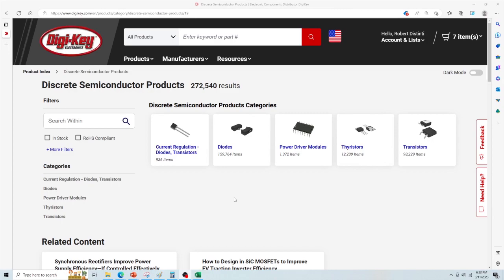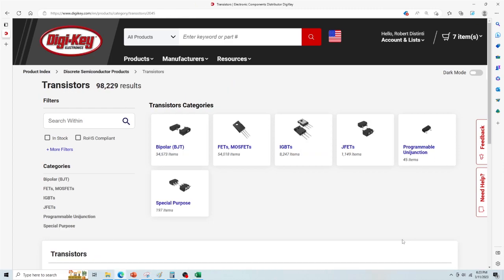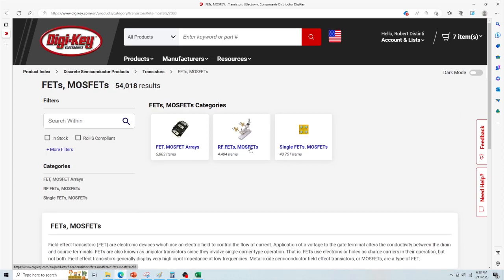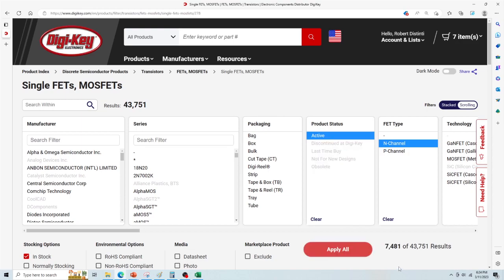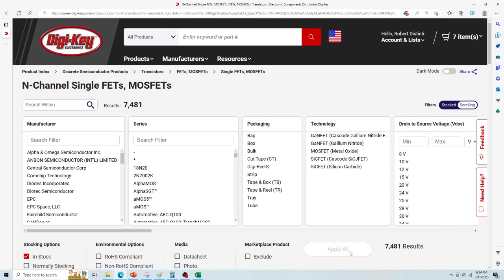Okay, now we're going to select the transistor. So if you go to their product index, discrete semiconductor products, you want to go to transistors, and then we want MOSFETs, singles. Okay, we want in stock, active, and N-channel. And just that will drop us from 44,000 to 7,500, so we can apply there.